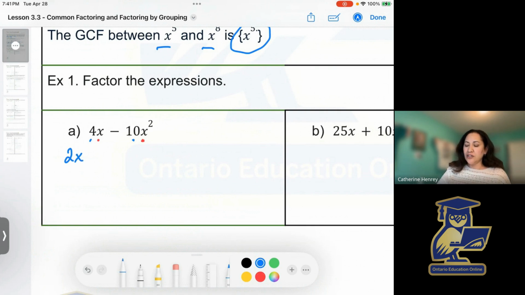Now I can only factor out the number of x's that are in the term with the fewest number of x's. So what does that leave? If we take 4x and divide out 2x, then I'll be left with 2. And if we take negative 10x squared and divide out 2x, I'll have negative 5x. Okay, so we've split apart that expression into 2 smaller parts called factors.